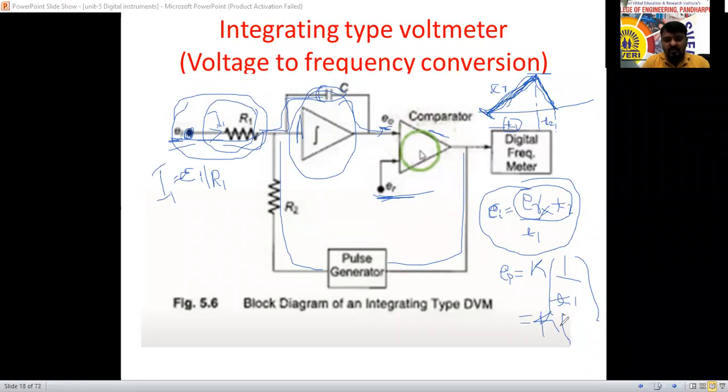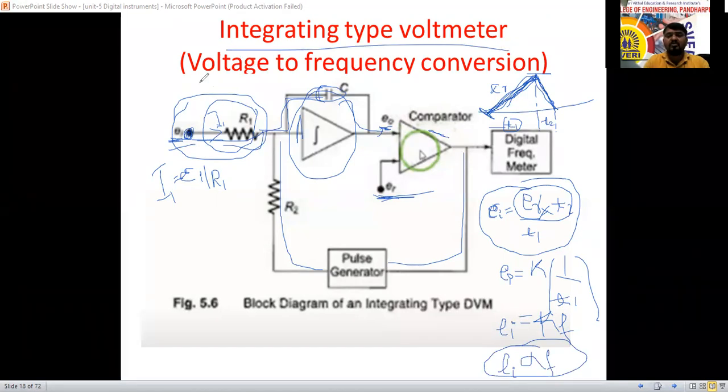So K is constant, so EI equals KF, where EI is the input voltage. So we can write that EI is directly proportional to the frequency. This is the formula we have to prove. It says that the principle of the integrating type digital voltmeter is voltage to frequency conversion. Input we are giving is voltage, and the output we are getting is proportional, that is the frequency.